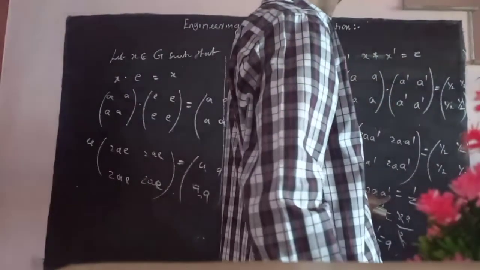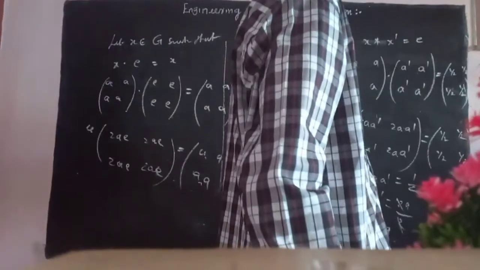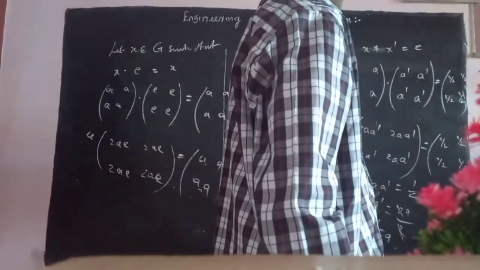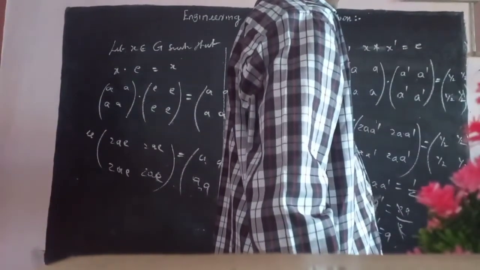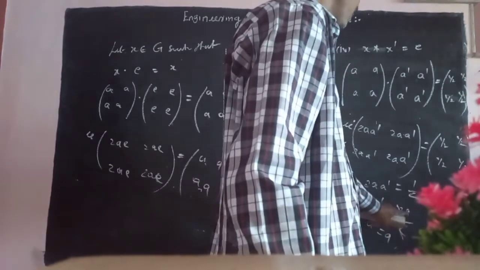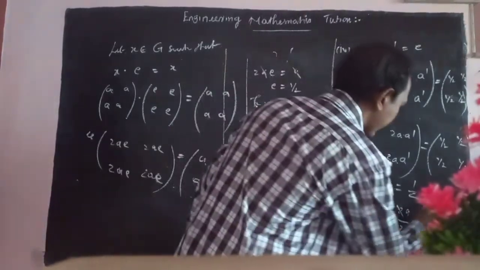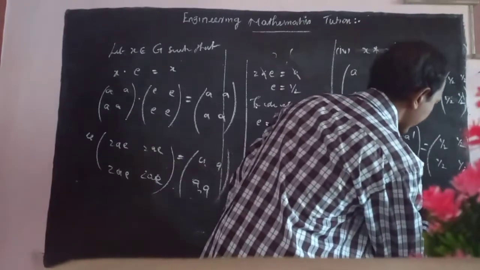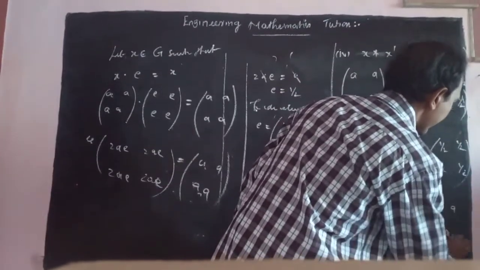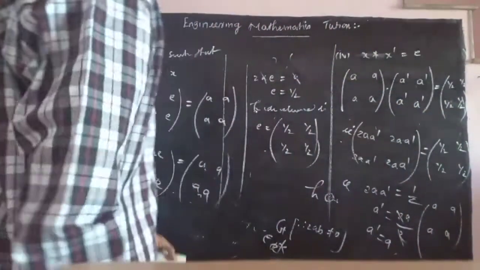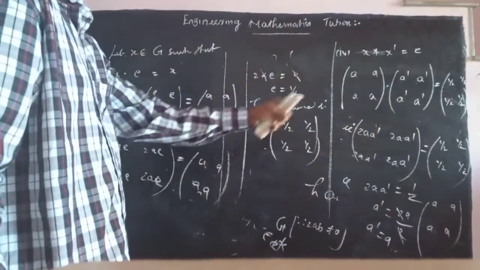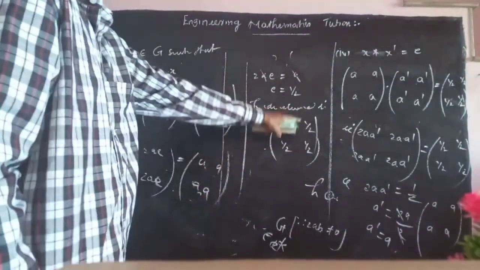That is 2A. A1 equal to 1 by 2. We cross multiply, that is 2A. So A1 equal to 2A by 2, the 2 cancels. A1 equal to A. This is the inverse element. Therefore the inverse element is A, and the identity element is 1 by 2 in every entry.